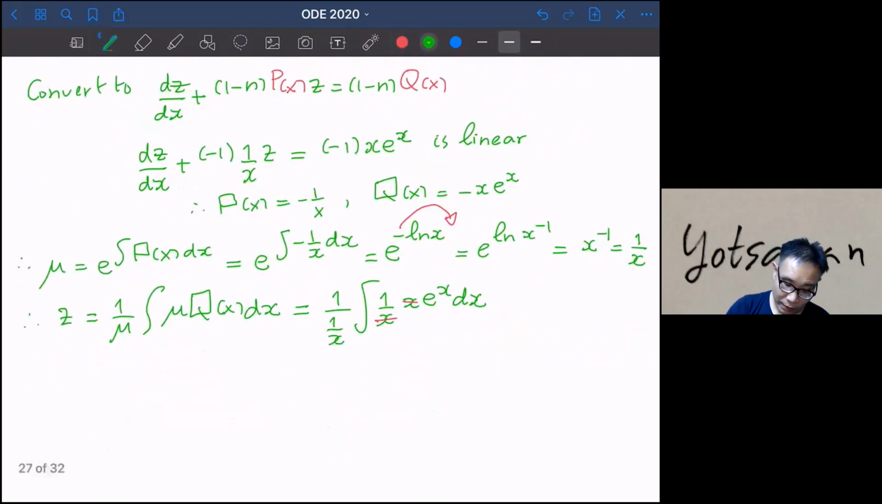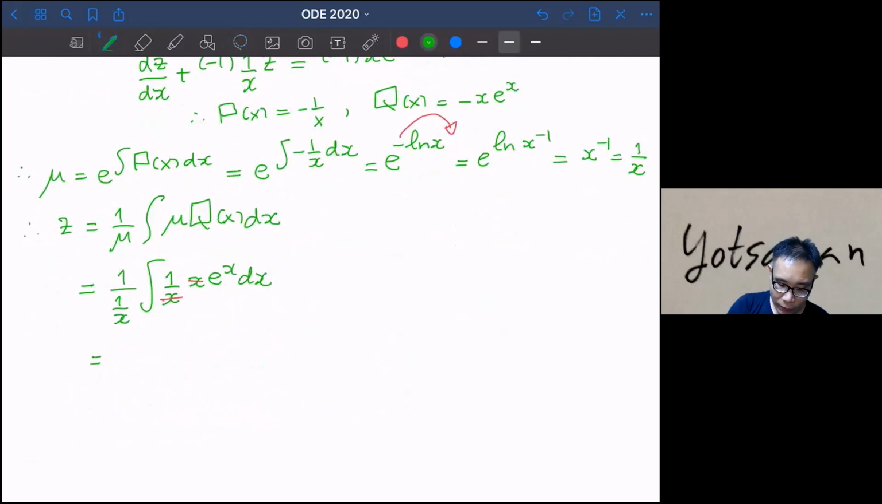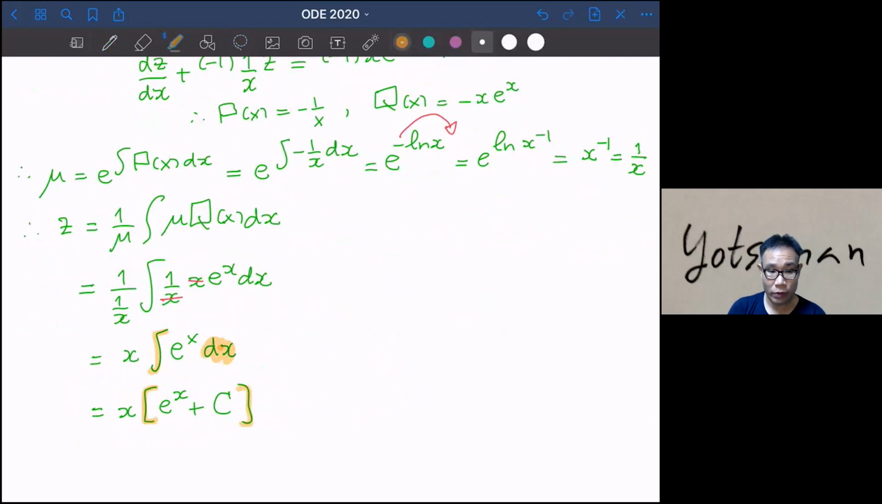So basically, let me move this one down. And you see that we can flip this so x is outside, and it's going to turn out to be very simple. And this will be the orange one with the parentheses, so it's going to be x, and you integrate e to the x, which gives e to the x plus C. So this will be your final answer: z equals x times (e to the x plus C).